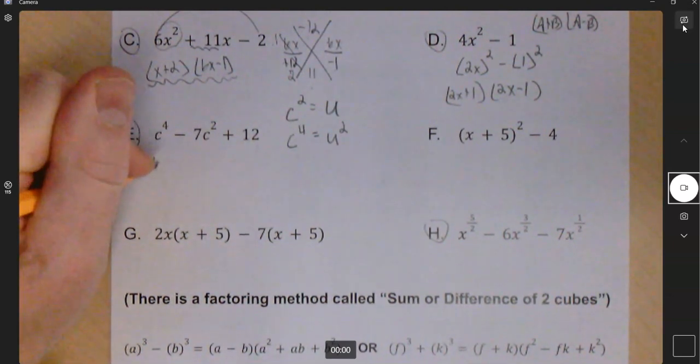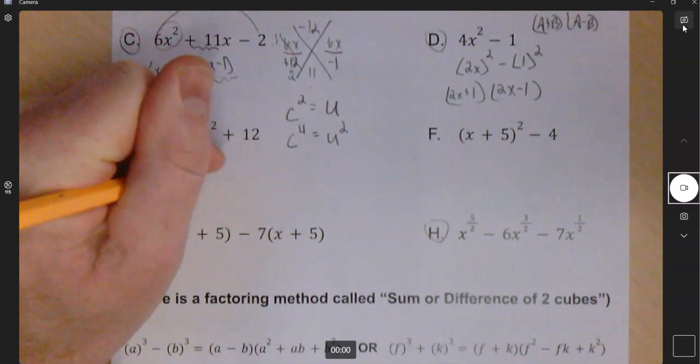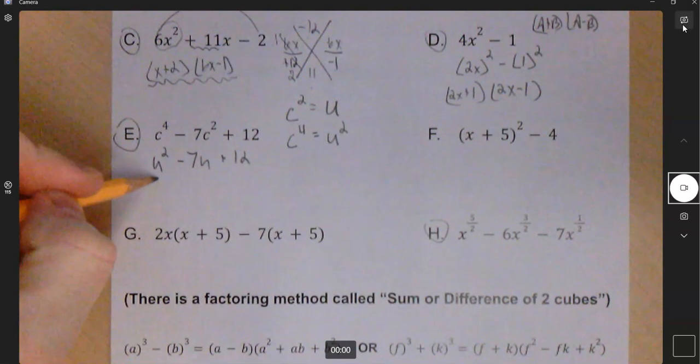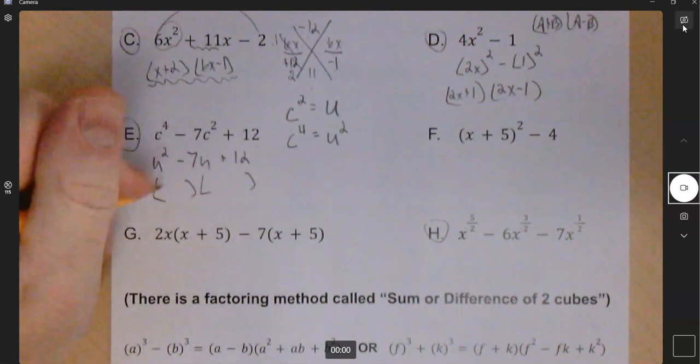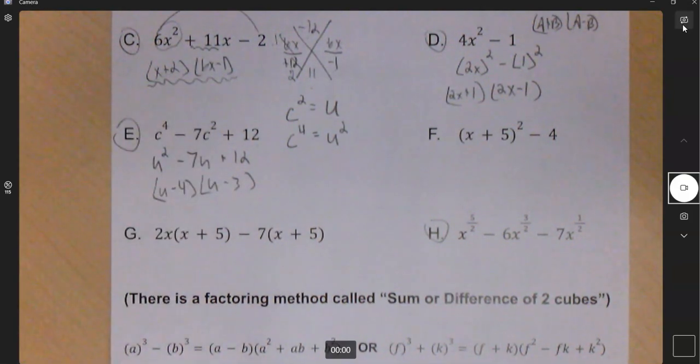So C to the 4th, I just said that's U squared, minus 7 C squared, I said that's just a U, plus 12. Now this problem, we've handled this problem before. I can factor this. This would factor to U minus 4, U minus 3.